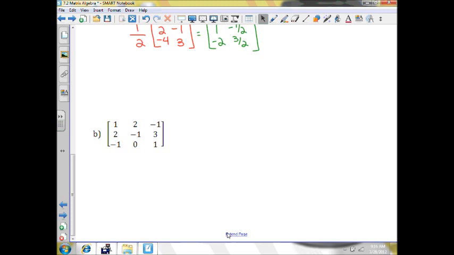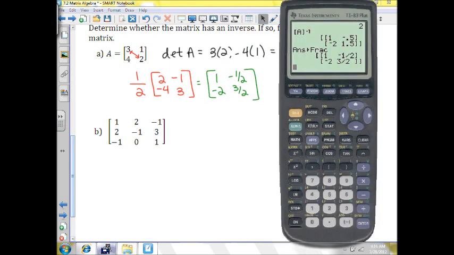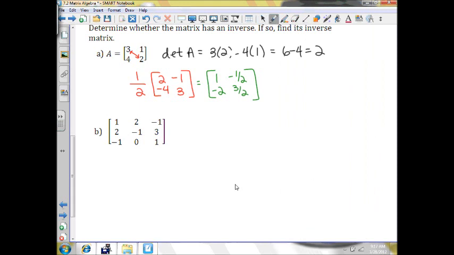Now if you look at example B here, this is a 3 by 3 matrix. So again, I don't want you to find that by hand. Let's actually put it into your calculator. This is a 3 by 3 matrix. So 1, 2, negative 1, 2, negative 1, and 3, negative 1, 0, and 1. Let's find the determinant of that matrix. The determinant of this matrix is negative 10.